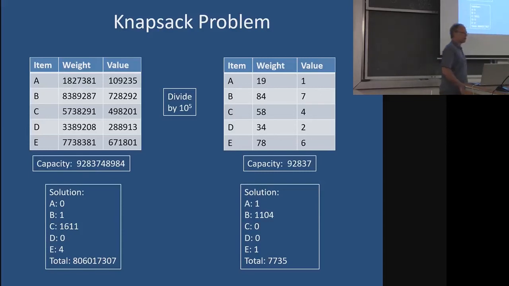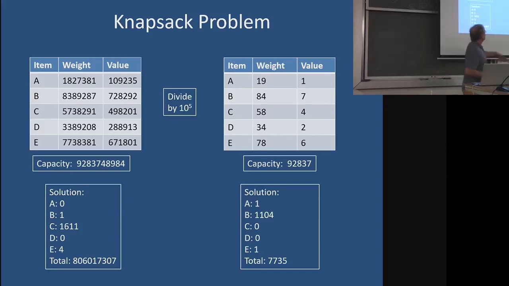And the thing to notice is how different they are. This one said, take no A's for some reason. This says take 1. This said take 1B. This said take 1,104. This one mainly takes C's. Okay? Now, how bad do you think is our approximation? How can we figure out how bad the approximation is? Yeah? Multiply the approximation on the right by 10 to the fifth, and then divide it by the actual solution?